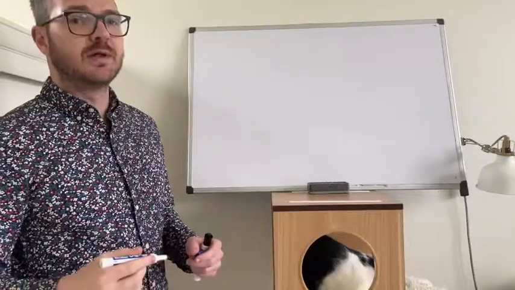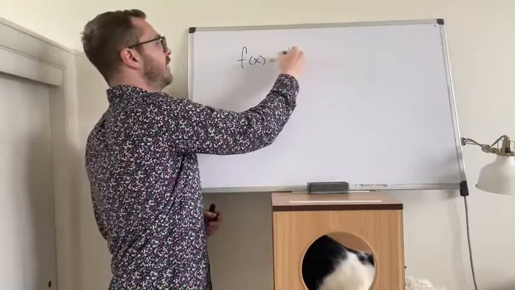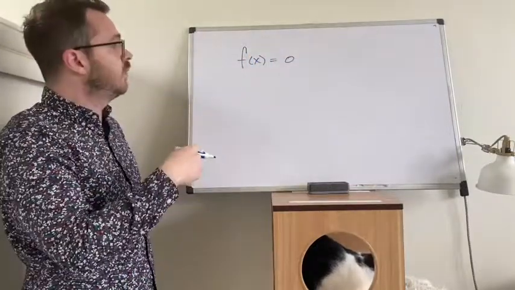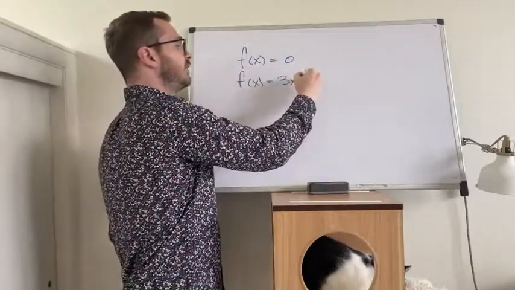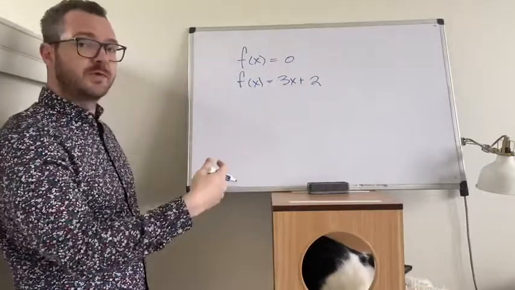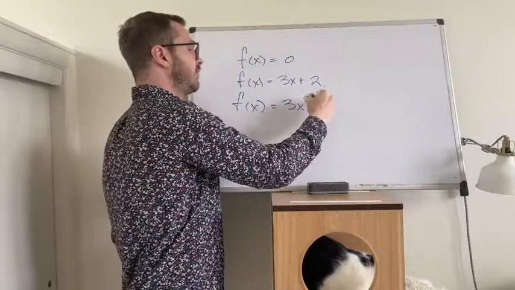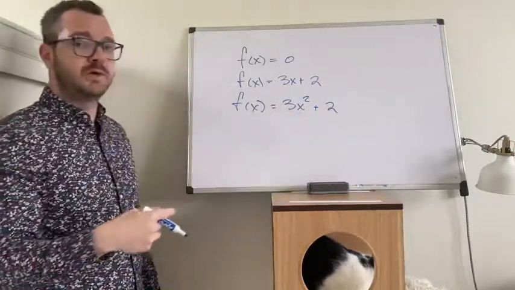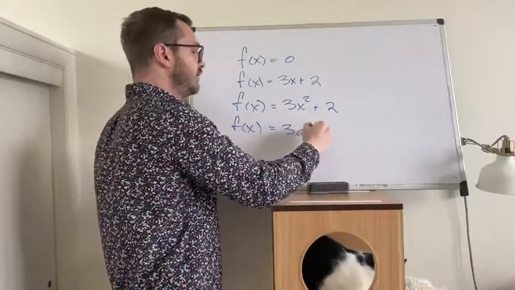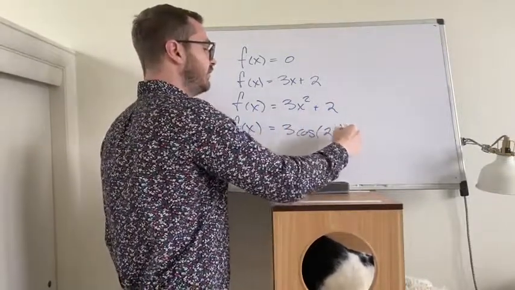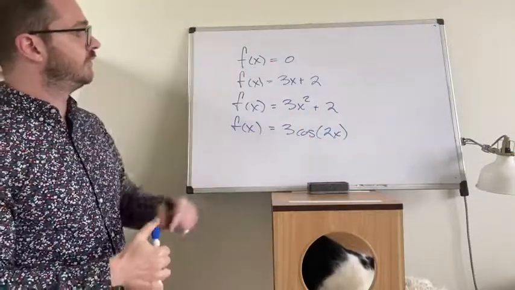For our first algorithm, let's look at something simple. Let's start with some function f of x, and we're going to set it equal to 0. Now, what could f of x be? It could be something simple. It could be 3x plus 2. It could be something more complicated. It could be a polynomial, 3x squared plus 2, or it could be trigonometric, 3 cosine 2x, etc.